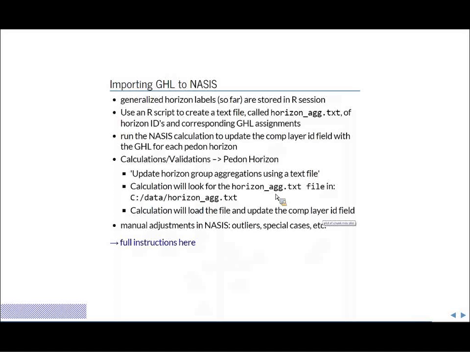You check out your pedons, get them in the selected set, run the calculation, and all of your hard work will then be saved back into NASIS. If there are some special cases or outlier horizons that you need to manually adjust, then you can adjust those as needed in NASIS for a permanent record. And again, there's a link here to that full tutorial that goes over this in quite a bit of detail. So I'll turn it over to Stephen now.